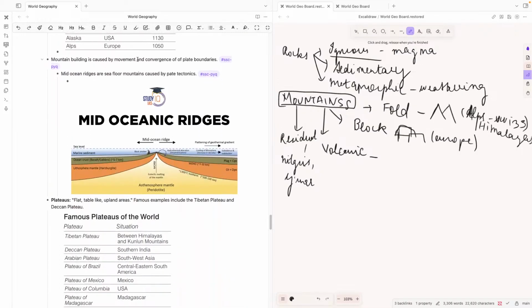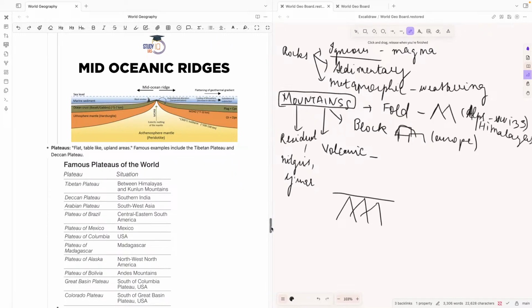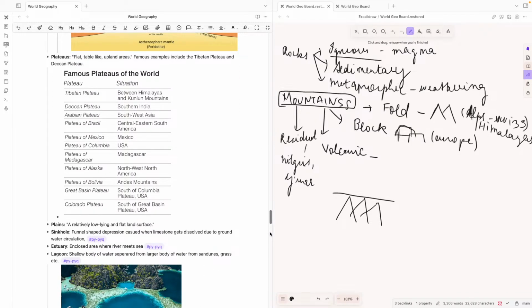So mountain building is caused by the movement and convergence of plate boundaries. Mid-ocean ranges are sea floor mountains caused by plate tectonics. Now, similar to how mountains exist above the ocean, there are oceanic mountains below also. So this is caused by plate tectonics, which is basically movement of sea floor plates. And then we have plateaus.